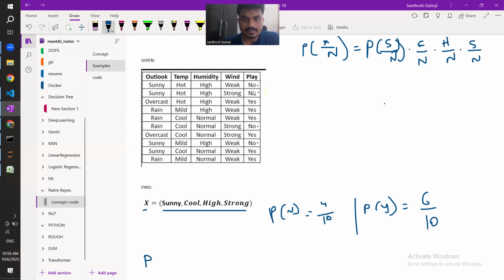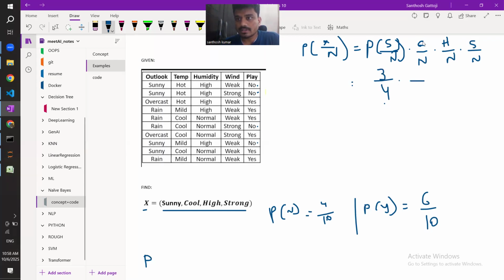Given n, total n are 4. Overall 4, how many times is sunny there? Only 1 sunny, then 3, 4. So this is 1, 4 times sunny, this 1, 2, 3 times. Here it is no rain. With respect to n, right? So this is 3 by 4, all with respect to no only.